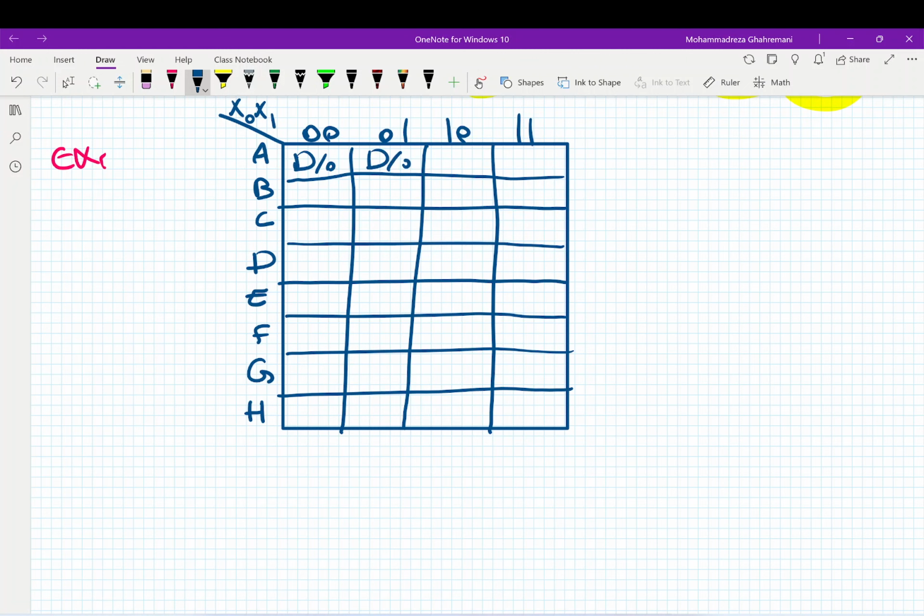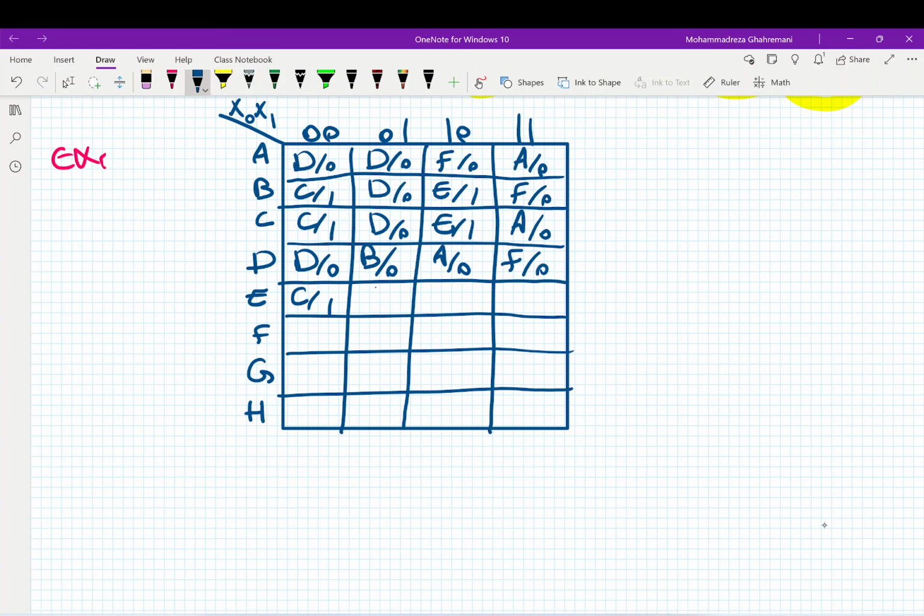D0, D0, F0, A0, C1, D0, E1, F0, C1, D0, E1, A0, D0, B0, A0, F0, C1, F0, E1, A0, D0. It's really a pretty large table.